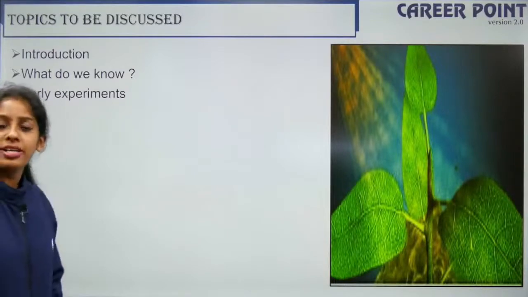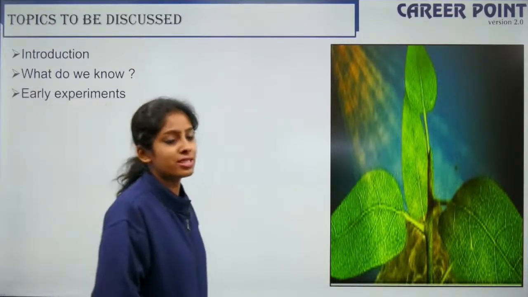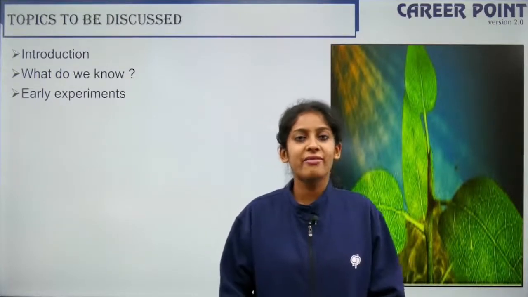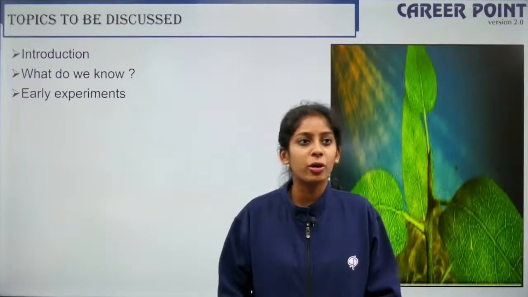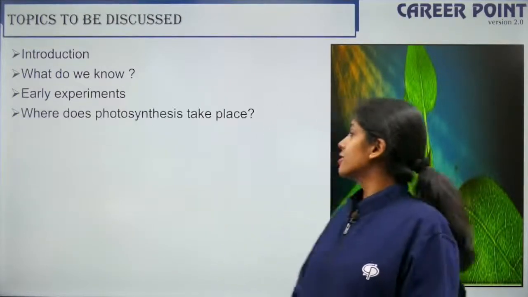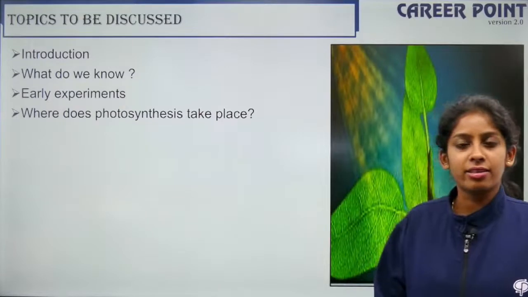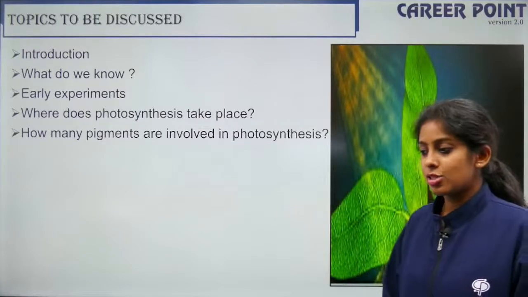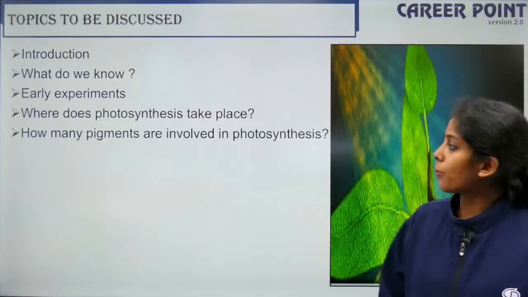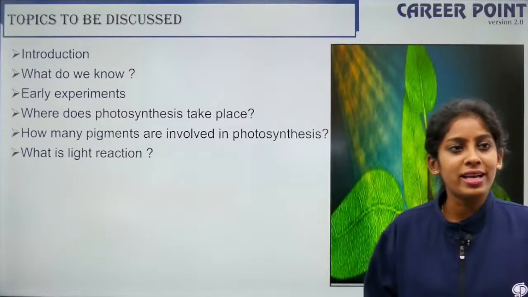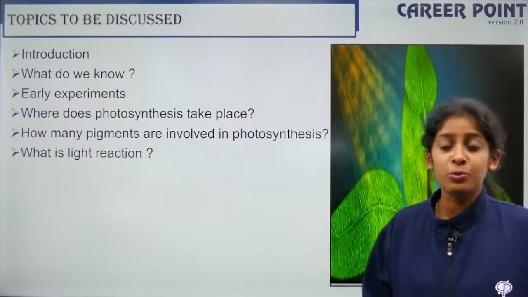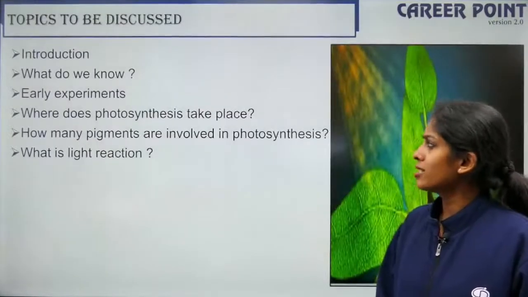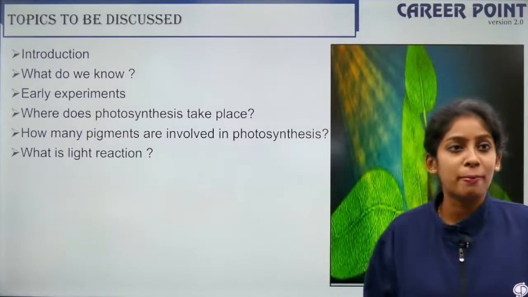We're going to talk about a series of early experiments which gave us a base understanding of photosynthesis. These experiments gave us a very basic insight into what we know today about photosynthesis. Where does photosynthesis exactly take place? I guess even a 6th grader would know, that is in the chloroplast. How many pigments are involved in photosynthesis? You have 4 pigments and we are going to look into them. What is a light reaction? What are the products of the light reaction? Where exactly does the light reaction occur? So we'll talk about the experiments, where photosynthesis takes place and how many pigments there are.